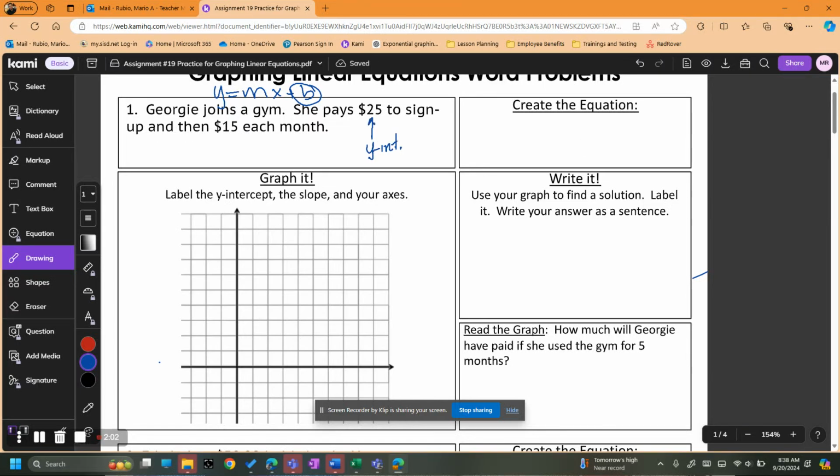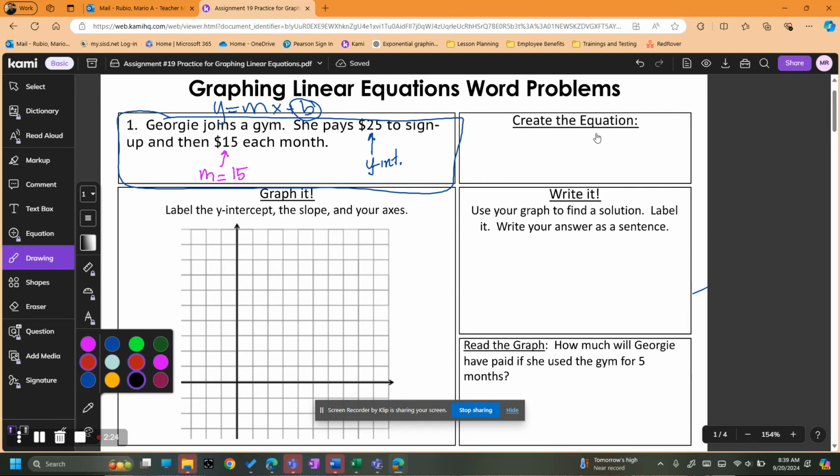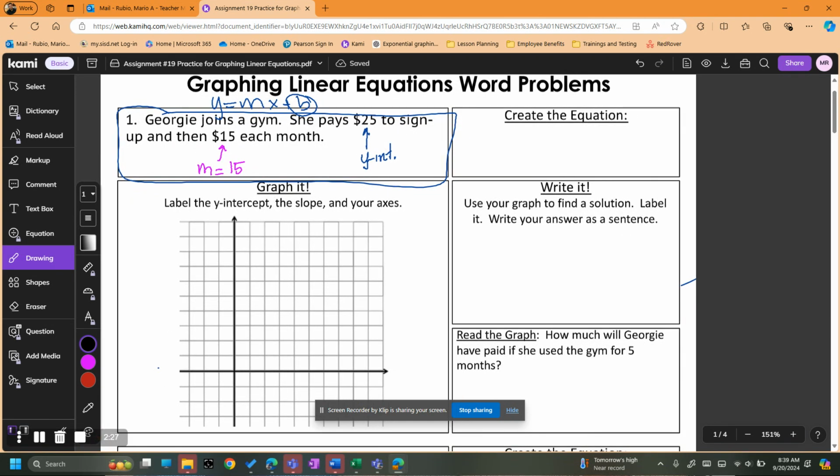I want you guys to identify the y-intercept and the slope for each problem statement. So in this little square right here, for each of your problems, I should see the y-intercept, and then I should see where you identify the slope. If 25 is the y-intercept, this has to be the slope. She's paying $15 a month. It's going to add on to her cost, so it's going to be a positive 15. As far as the equation, now that we have identified the b and the slope, we can simply write our equation as y equals 15 times x plus 25. So your second part is you will have to write your equation in this box right here.